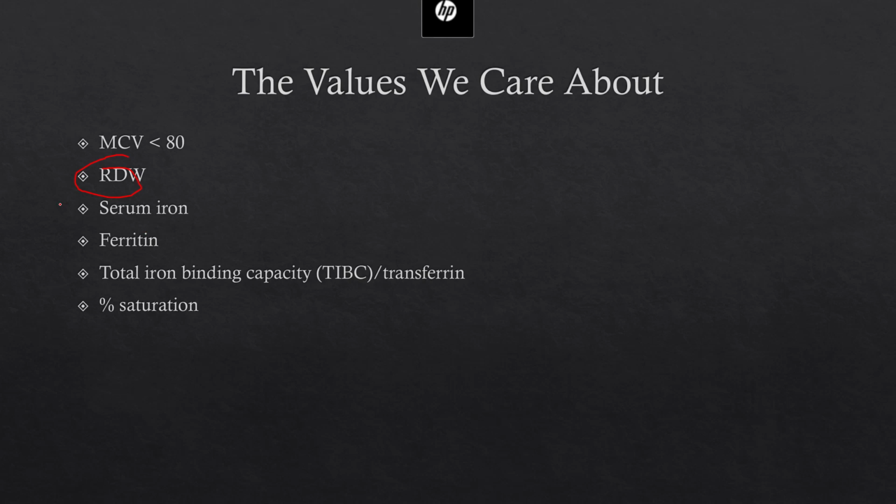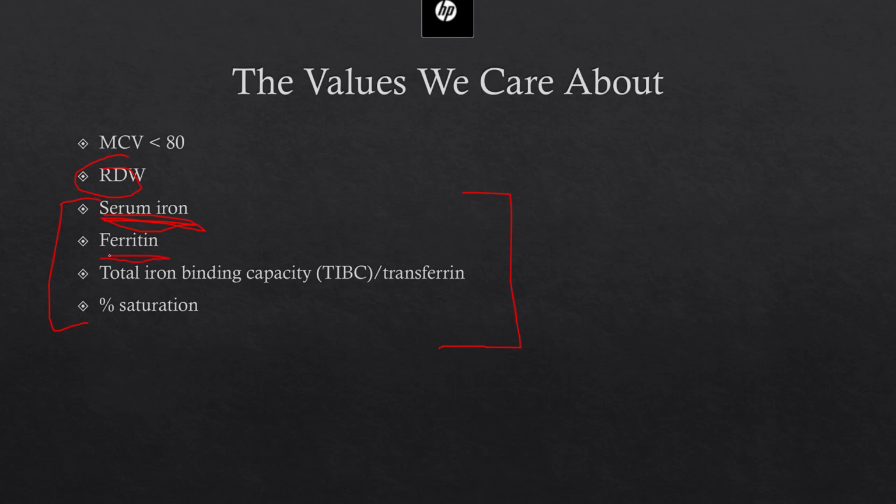And then here, these four at the bottom, these are what classically make up your iron study. So if you order an iron panel, it's usually going to be these four altogether. And first you have the serum iron. The serum iron is basically the amount of free iron in the bloodstream, okay, available to use.